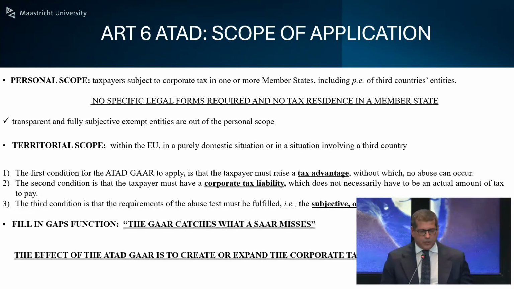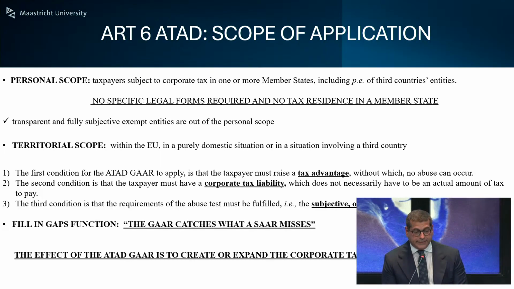Another interesting feature of Article 6 is that it applies within the EU for cross-border arrangements, but not only for that, also in purely domestic situations or situations involving third countries. So from the perspective of the territorial scope of application, there is no limitation in its application.